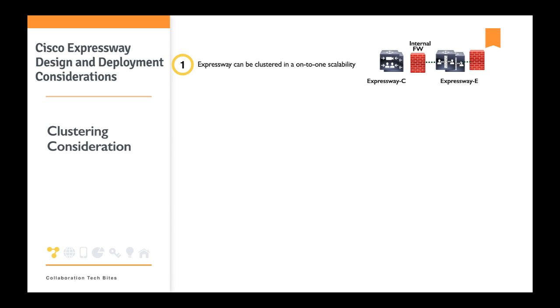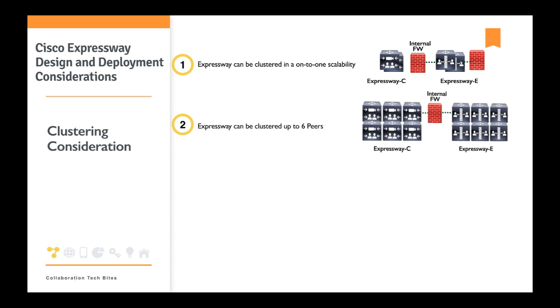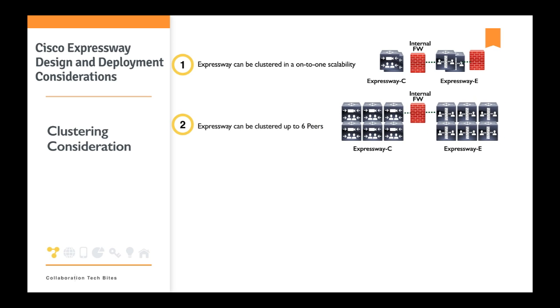Now, cluster consideration. If you are trying to build Expressway in a scalability mode, you need to cluster it with one-to-one scalability. For example, if you build one Expressway C, you need to build also one Expressway E. If you build two Expressway C, you need to cluster Expressway E the same way, two Expressway E. So the Expressway solution can be clustered up to 6 peers. This is the maximum number in a cluster, and you can refer to the slide that we already have for the maximum capacity.